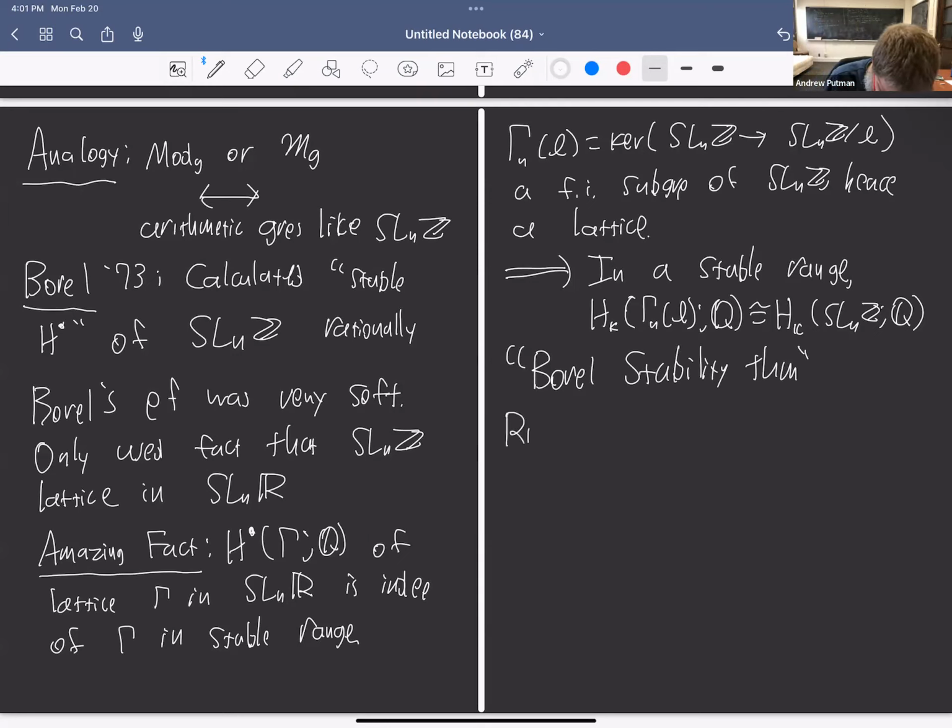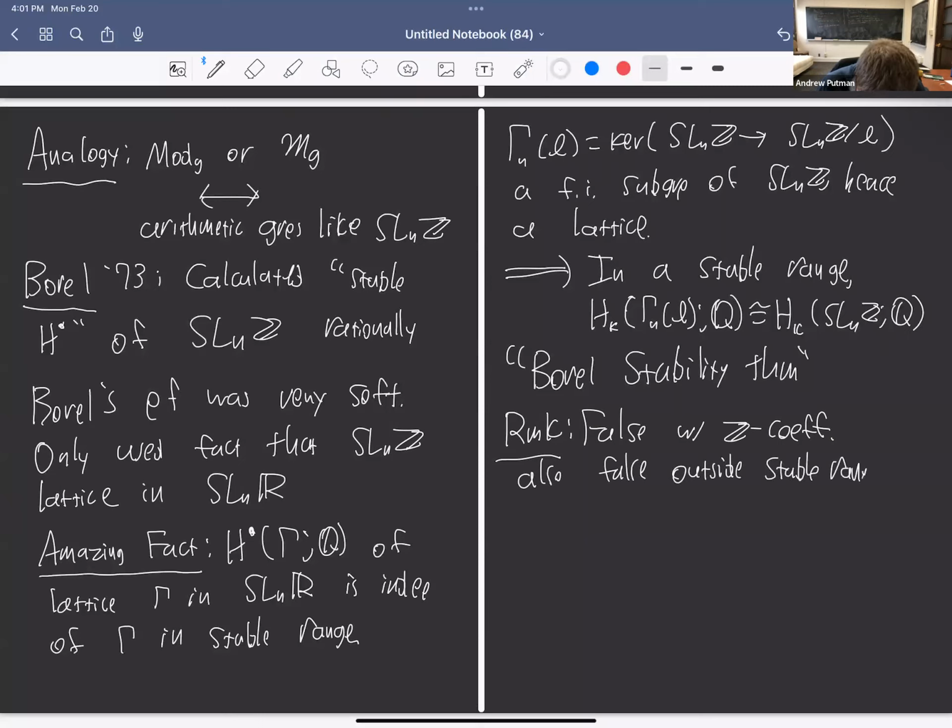So the remark is that this is only true, this is false with Z coefficients. So this is very much a rational phenomenon. It's also false outside the stable range. In fact, it turns out that the rational homology of SL_n(Z) and Gamma_n(L) are quite different once you get outside the stable range. The difference is not completely well understood.